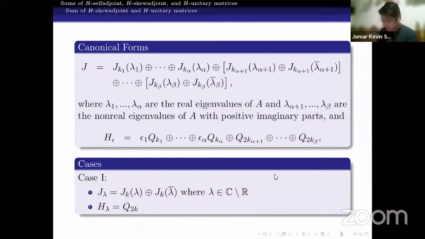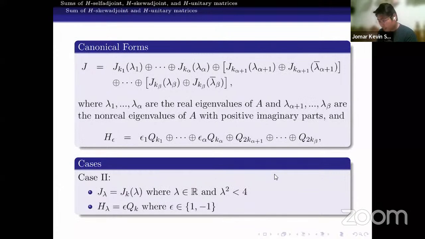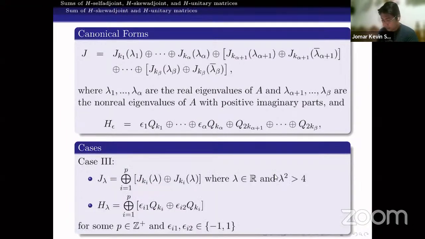So that's case 1. Case 2, we consider the case when lambda is real and lambda squared is less than 4. So anong itsura ng Jordan block niya? Ganito, no? J sub K of lambda. And then H lambda equals epsilon P sub K. For the third case, we consider the case when lambda is real, but lambda squared is greater than 4. Pero meron tayong condition, the first condition of the theorem, sinamahan natin siya ng condition na dapat si J lambda ay equal sa this direct sum, no? Dapat pares-pares yung summands. Same with H sub lambda. So that's case 3 natin.